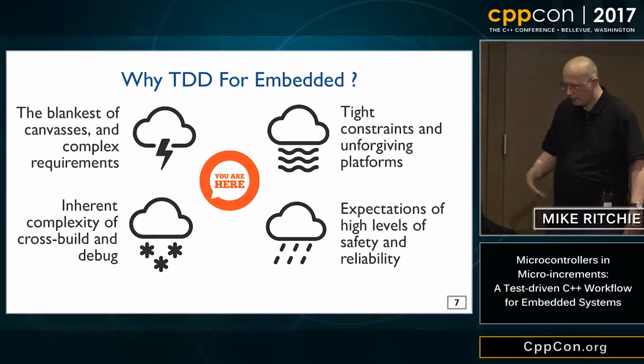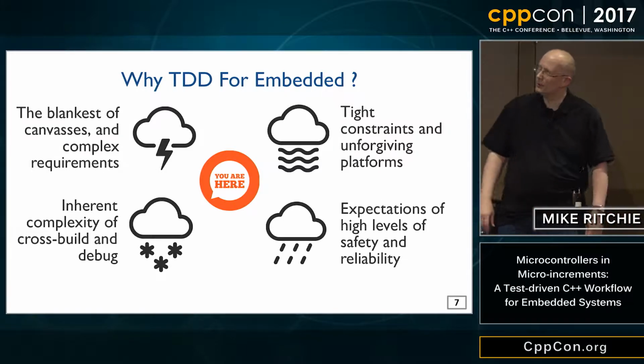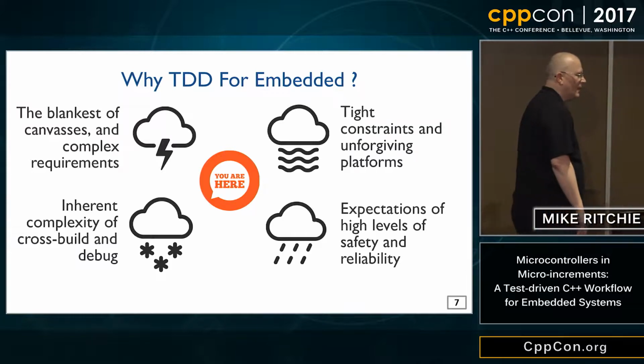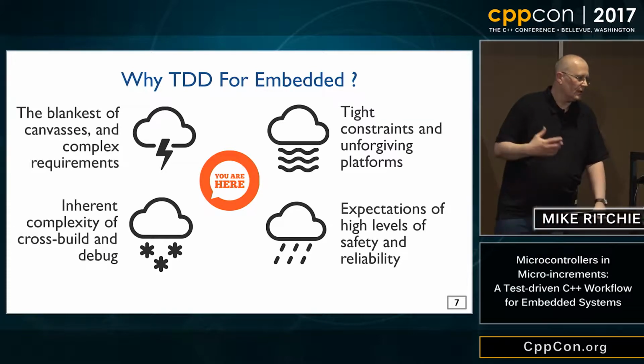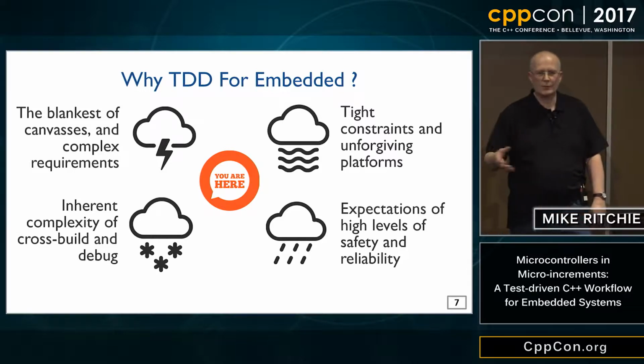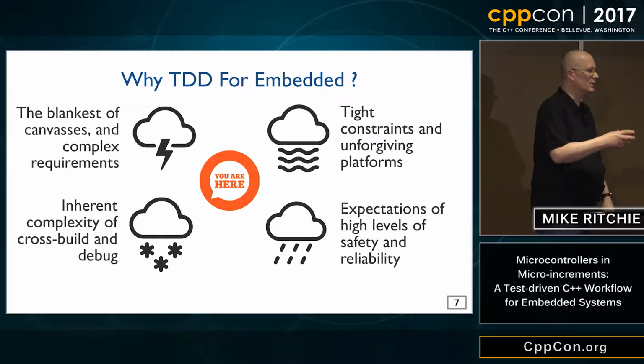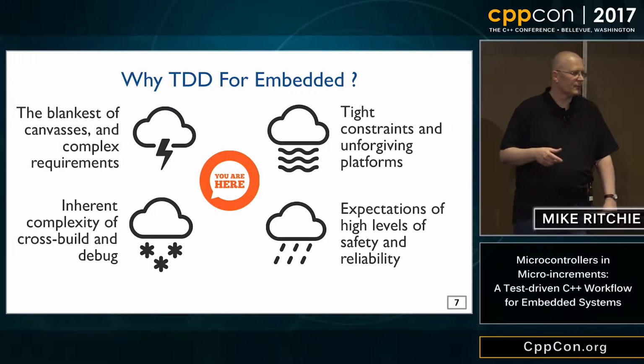But for TDD, for embedded, it starts to get a little bit more interesting. This is the embedded perfect storm, if you like. So the constraints are well known. That's been the sort of defining characteristic of embedded for many, many years. But there are other things that make our lives complex.